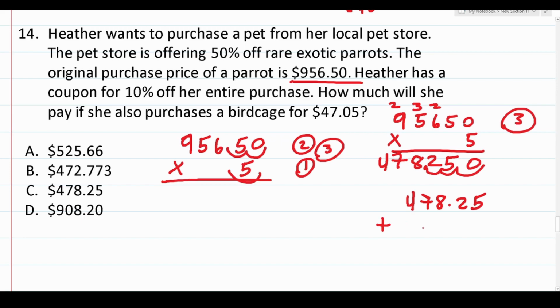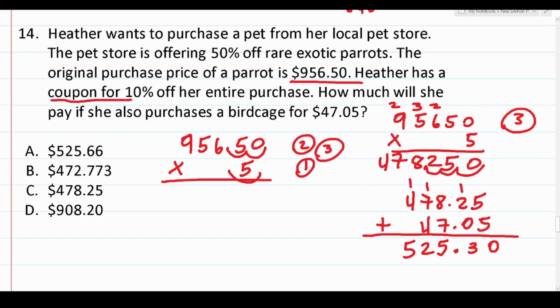Okay. Then we know that Heather bought a bird cage for $47.05. So let's go ahead and add that in, to find out how much she paid in total. Again, we're adding decimals now, so we can just bring it down in place. 5 plus 5 is 10, so we bring down a 0 and carry a 1. 2 plus 1 is 3. 7 plus 8, 8, 9, 10, 11, 12, 13, 14, 15. Carry a 1. 7 plus 4 is 11. Plus 1 is 12. Carry a 1. 4 plus 1 is 5. So in total, she spent $525.30.